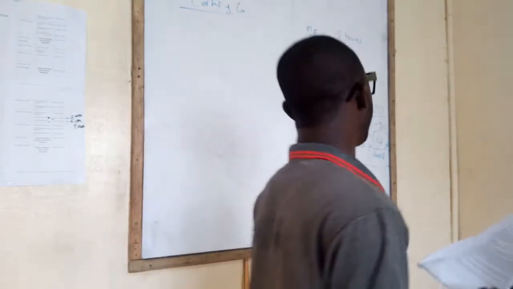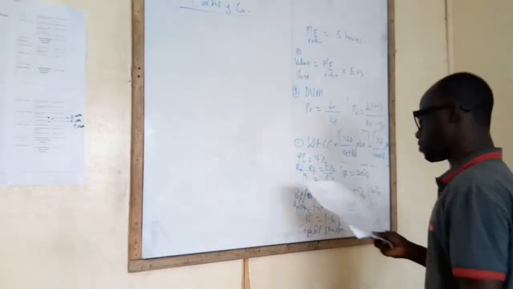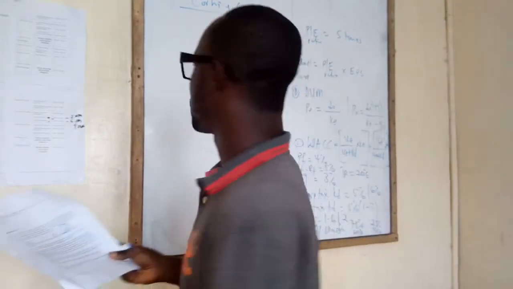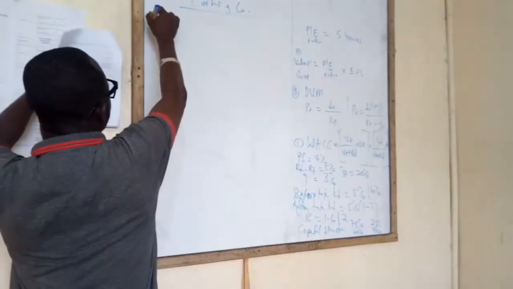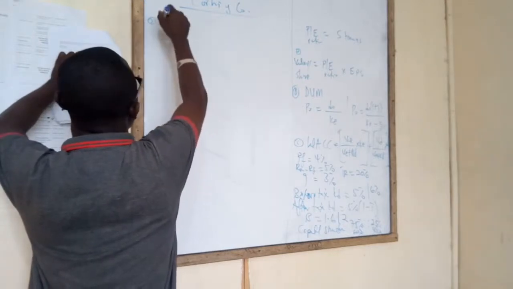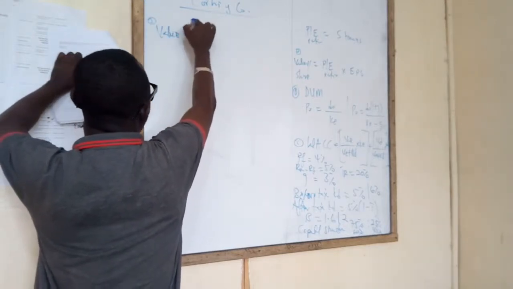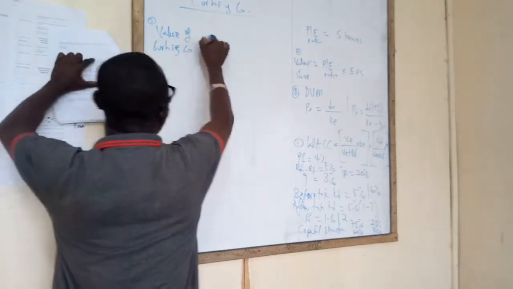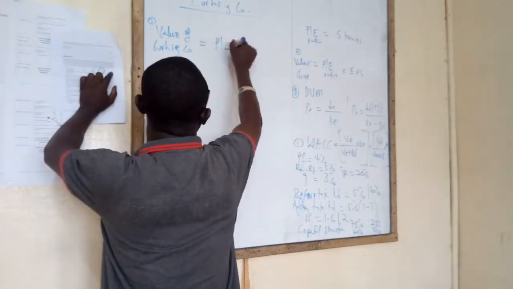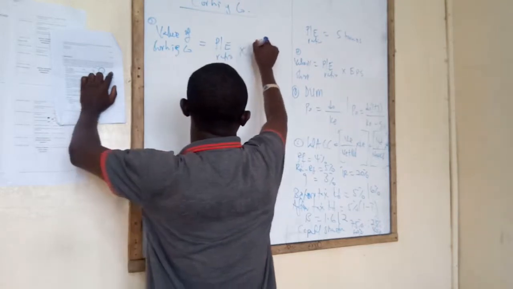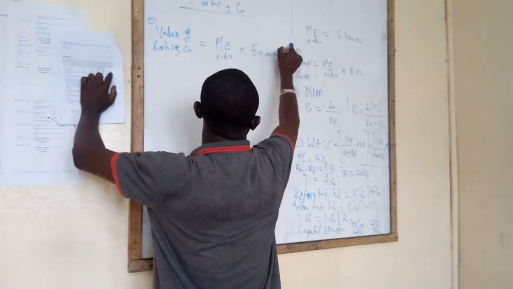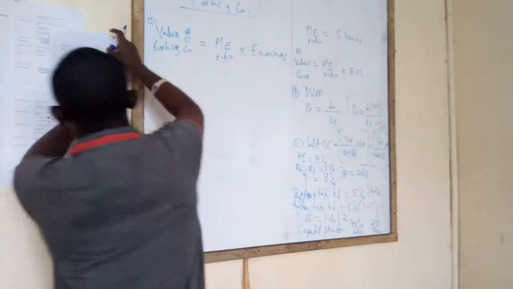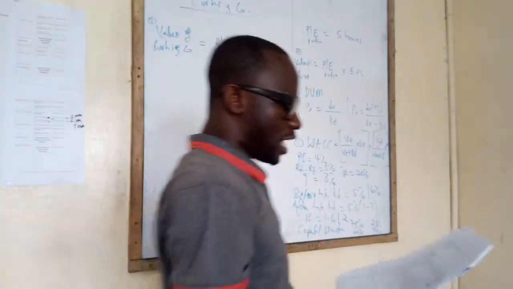So what do we do here? A, value of Coinco will be the PE ratio times earnings. Now, what are we told in the question about earnings?